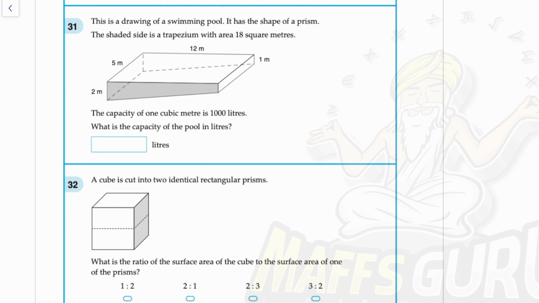This is the drawing of a swimming pool. It has a shape of a prism. The shaded side is a trapezium. The capacity of 1 cubic meter is that. What is the capacity of the pool in litres?